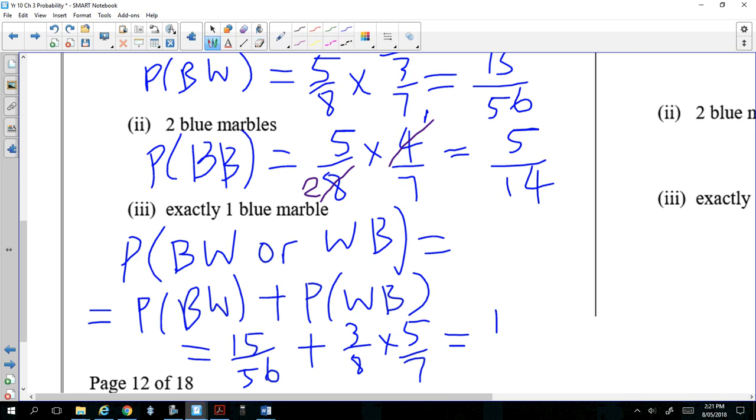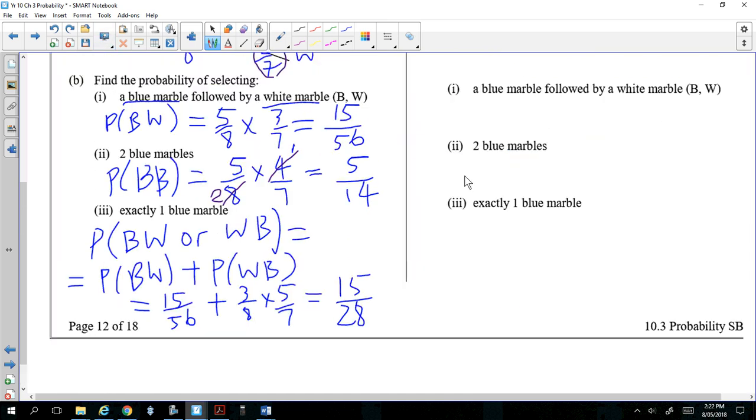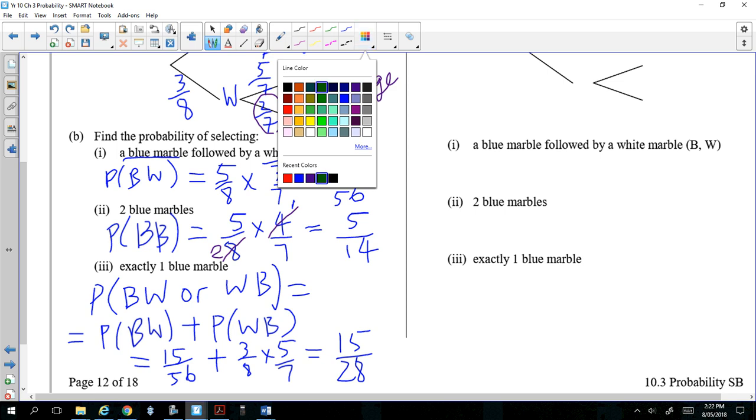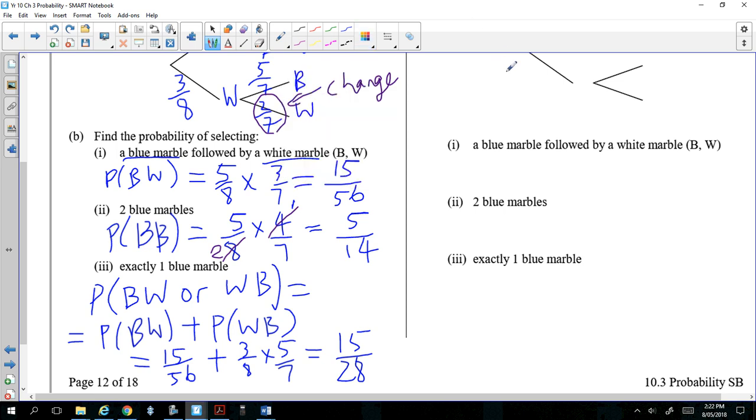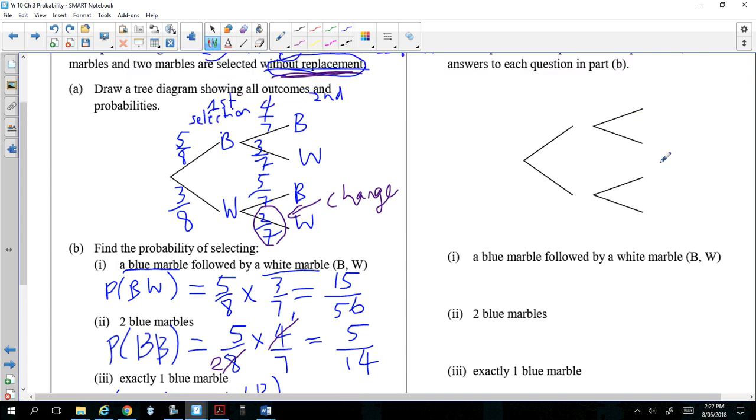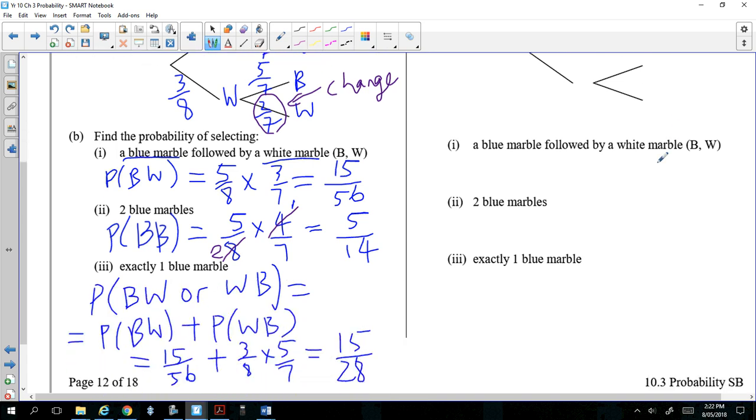All right, we're done. Without replacement means you don't put it back. Okay, write it down. After you write it down, we're going to do it for a situation that involves replacement, which means we're going to put it back after we take it out.